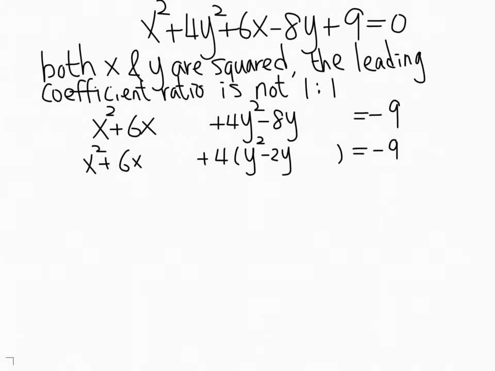Question number 4. Looking for the ellipse equations. Using the information from question number 1, I have x squared plus 4y squared plus 6x minus 8y plus 9 equals 0. Why do I know it's an ellipse? Because both of your x and y are squared. So both of the variables are squared, and the leading coefficient ratio is not 1 to 1. So again, the critical part is that both x and y are squared and the leading coefficient ratio is not 1 to 1.